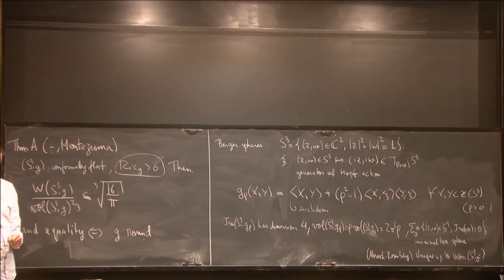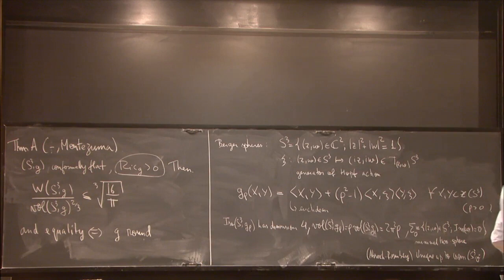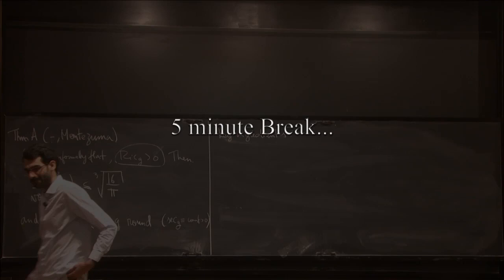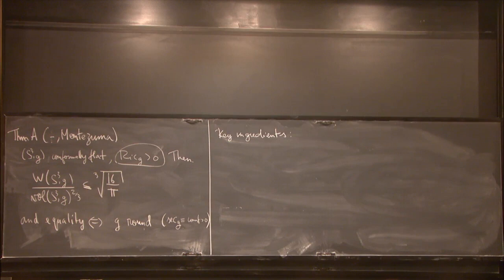This is saying that the round metric is a local maximum in the conformal class, okay? For reasons that I will discuss more in the second part. Okay, so now I want to explain to you how to prove this theorem.